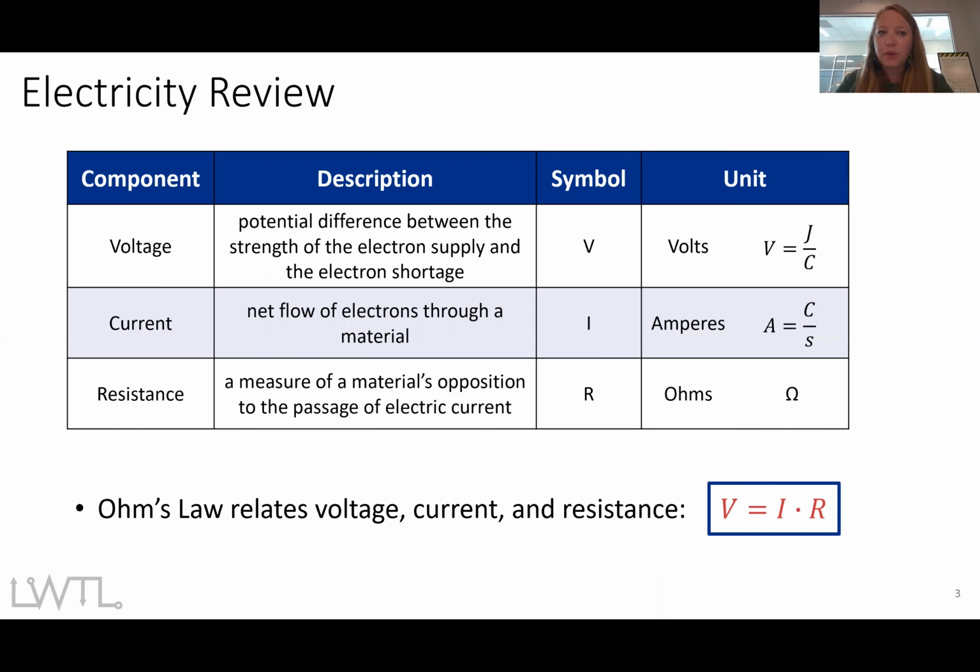So voltage, if you recall, is the potential difference between the strength of the electron supply and the electron shortage. So it's basically the difference between how many electrons you have on the supply and the shortage. And the greater that difference, the more voltage you'll have. The symbolic representation of voltage is a V. The units are joules per coulomb, or volts, which breaks down into a joule per coulomb.